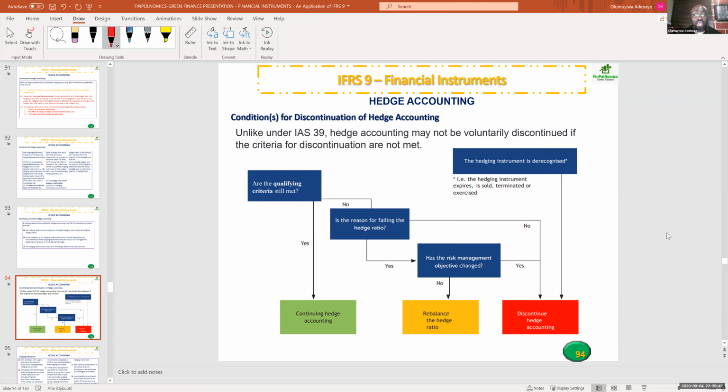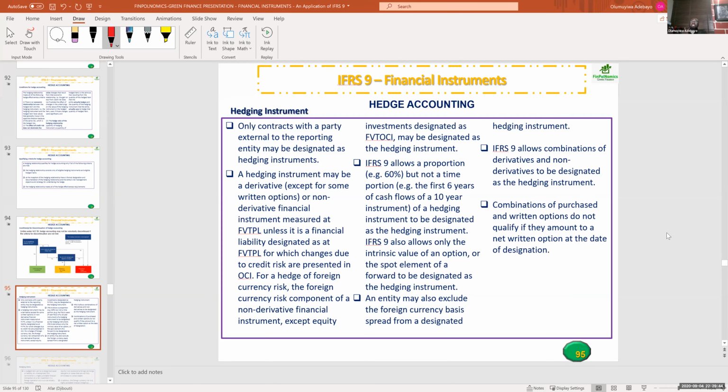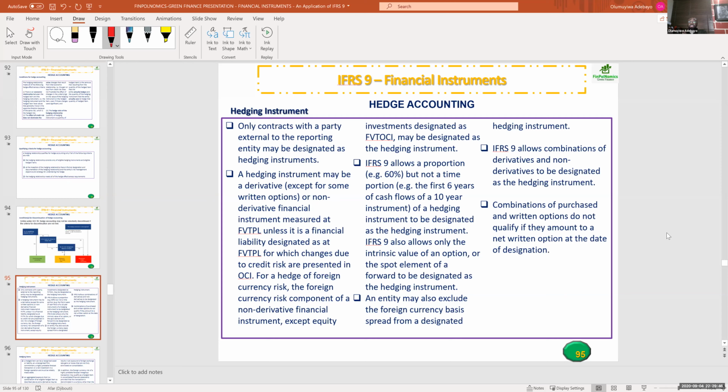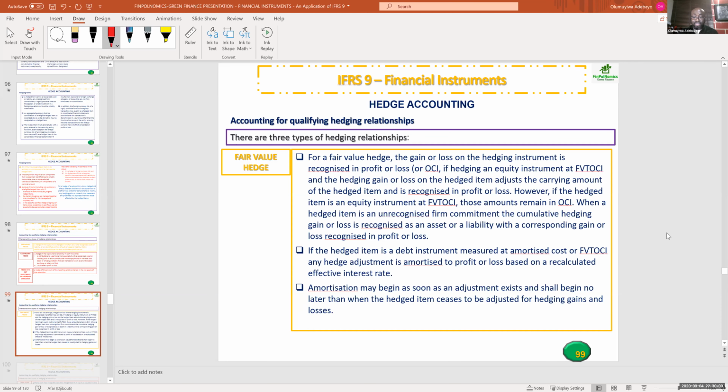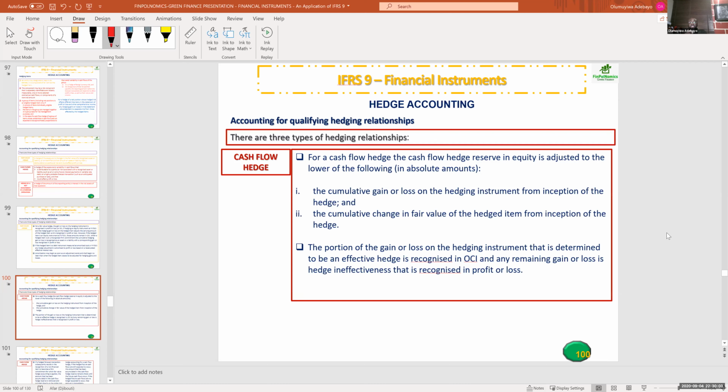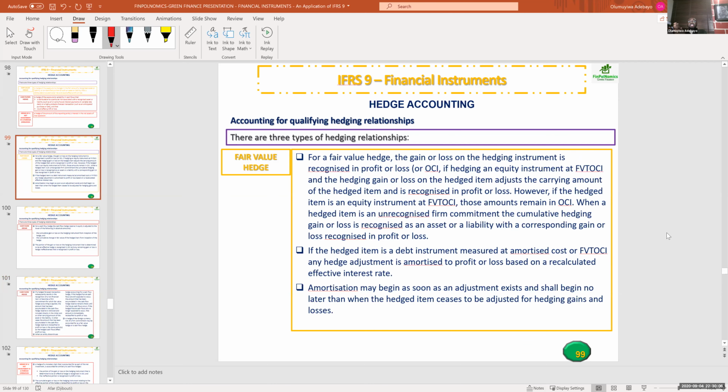Now, as I've said earlier, you can see it on the screen now. I have discussed about fair value hedge. I've discussed about cash flow hedge, and I've also discussed about hedge of net investments in foreign operation. Okay. Now, for a fair value hedge, the gain or loss of the hedge instrument will be recognized in profit or loss, or OCI, if the hedge relates to equity investment that is measured at fair value through OCI.